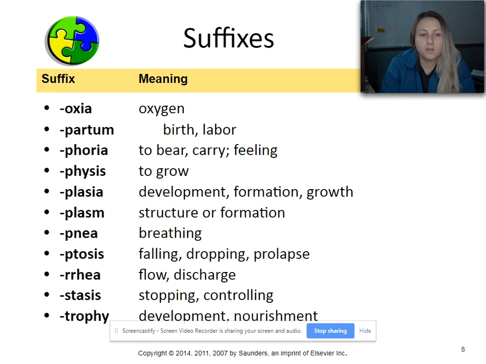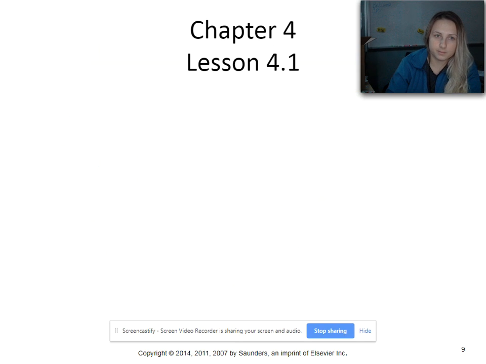Ptosis, this is falling, dropping, or prolapse. Rhea is flow or discharge, like diarrhea is a flow or discharge of everything. Stasis, stopping or controlling, like epistasis is to control something above. Trophy, development or nourishment, like hypertrophy is excessive development.